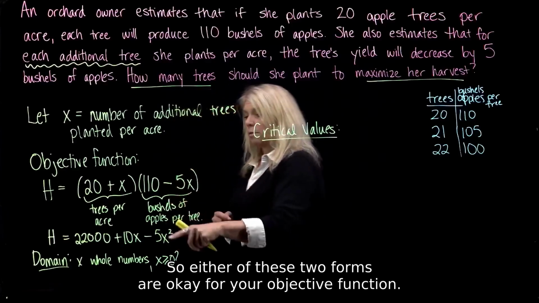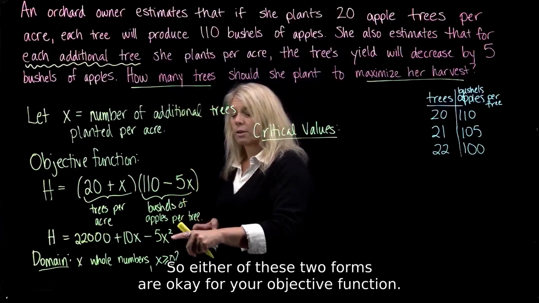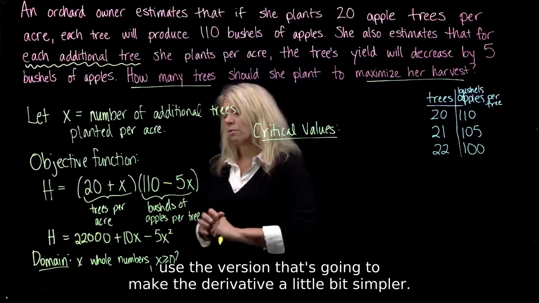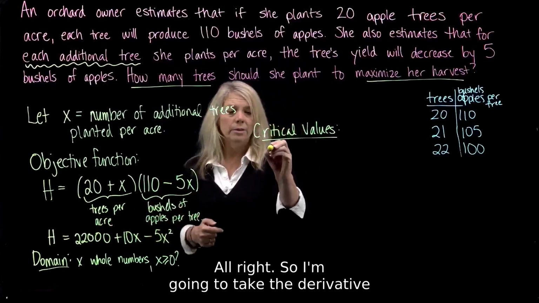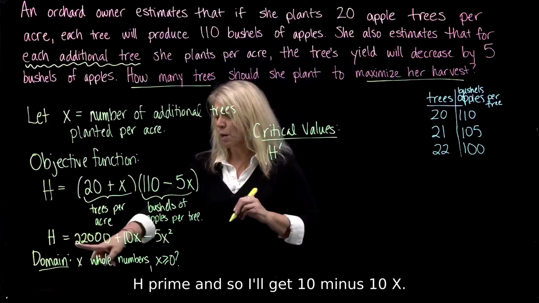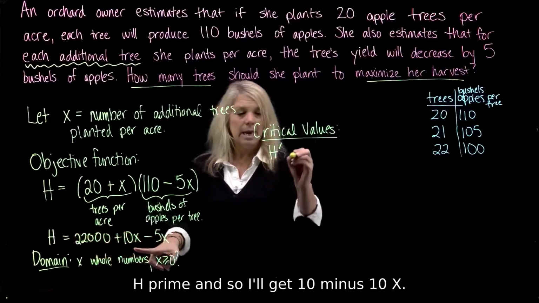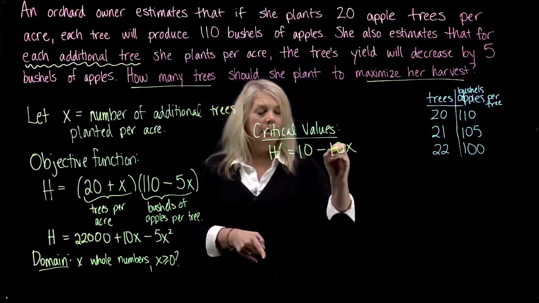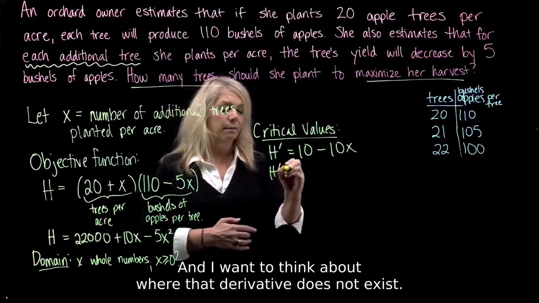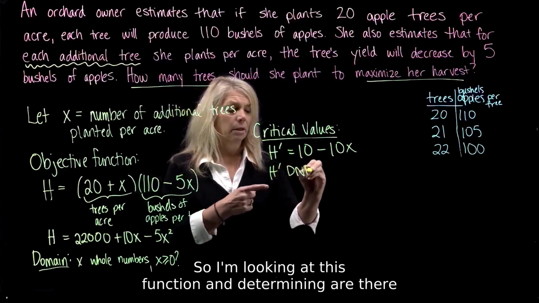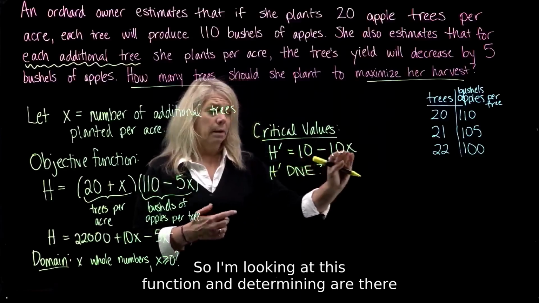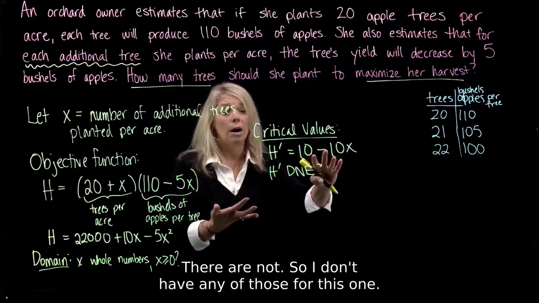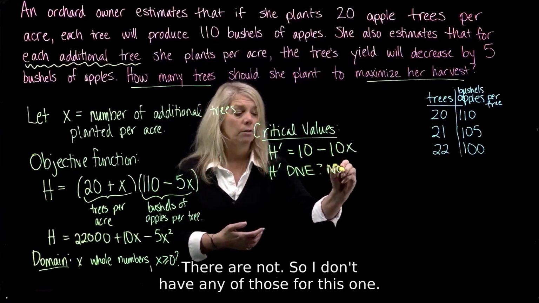So either of these two forms are okay for your objective function, but when you want to take the derivative, maybe you want to use the version that's going to make the derivative a little bit simpler. All right, so I'm going to take the derivative, h prime, and so I'll get 10 minus 10x. And I want to think about where that derivative does not exist. So I'm looking at this function and determining, are there any values of x that make this derivative function undefined? There are not, so I don't have any of those for this one.